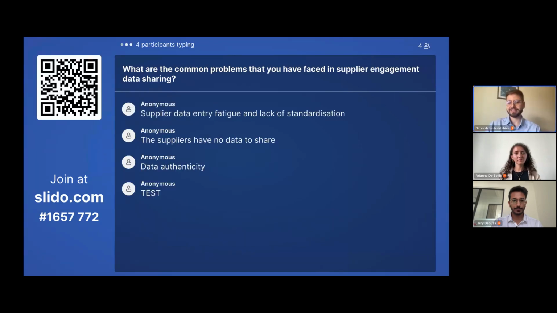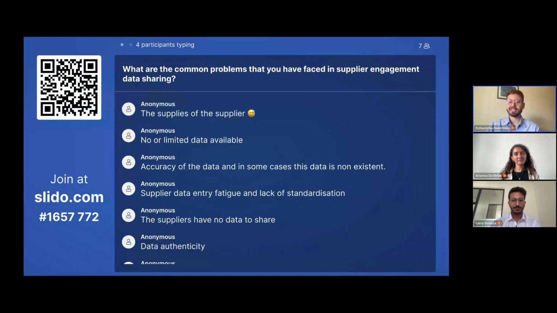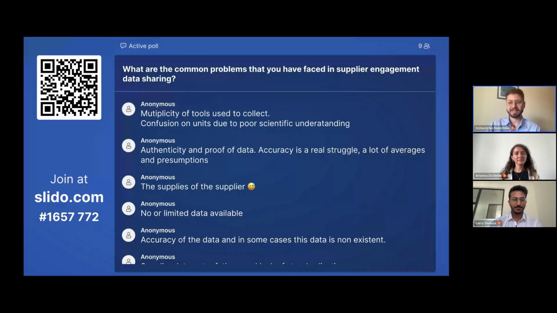We already have populated answers. Great. Supplier data entry fatigue. That is an excellent one. As we can imagine in Ansuk Namun's and in your day-to-day life, you might be working on hundreds of products with potentially thousands of suppliers. And the lack of standardization could perhaps make it challenging to really engage with your entire supply chain. The supplier of suppliers, of course, it's a combination. As you can see on the previous slide, the data flow is two-directional as well.